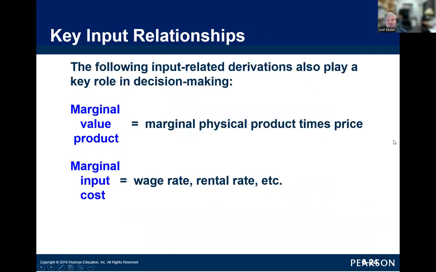Okay, the following input-related derivations also play a key role in decision-making. So our marginal value of product is equal to the marginal physical product times its price. And we've got this other relationship, which is our marginal input cost, which is our wage rates, our rental rates, and et cetera.